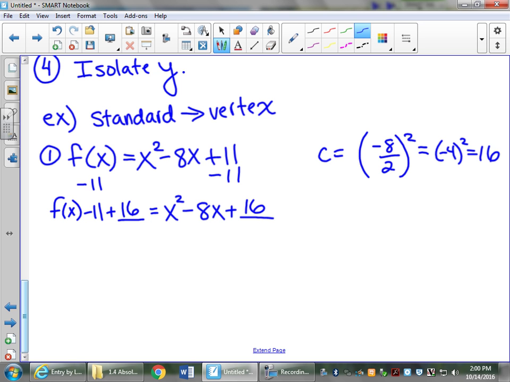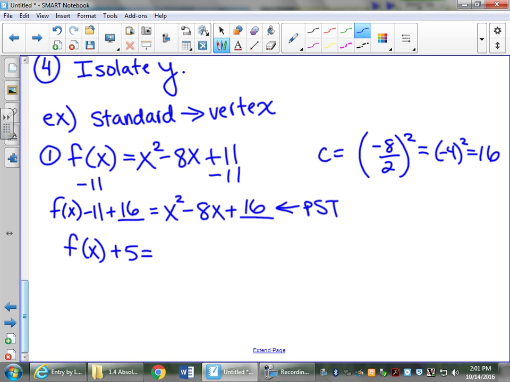Remember, sometimes c is a fraction, so you would have to work with fractions with some of these examples. On the left-hand side, I'm going to combine like terms, so f of x and negative 11 plus 16 is positive 5 equals. And on the right side, we're going to do step 3. Because at this point in time, this is now a perfect square trinomial. You could test it to see if the b term works, but it will, as long as you did your formula for c correctly.